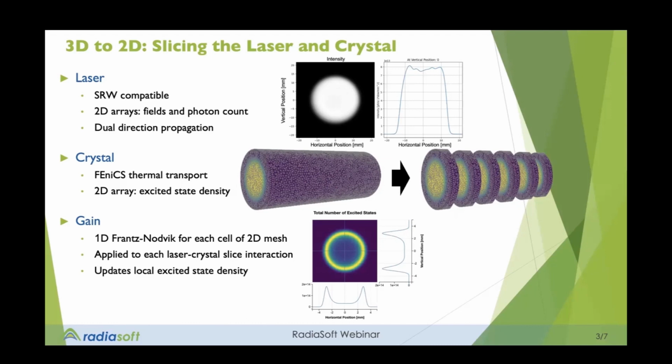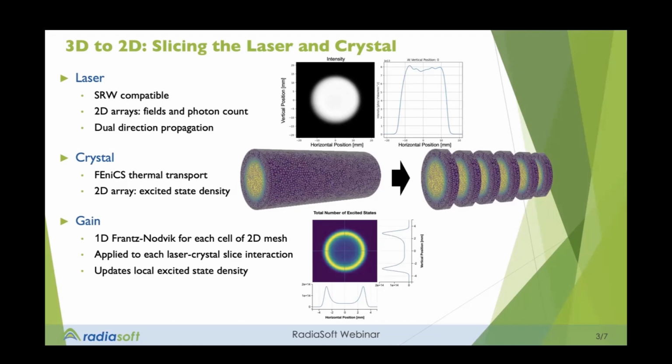The crystal parameters are achieved primarily through Phoenix simulations of 3D thermal transport. You're seeing the output of one of those simulations in that purple and yellow crystal cylinder. Its primary data is stored as a 2D array of excited state densities. And now that we have these slices, when we go to calculate the gain, instead of a 3D calculation, we essentially have a 2D mesh, and we can just apply the 1D Frantz-Nodvik equation to each cell.